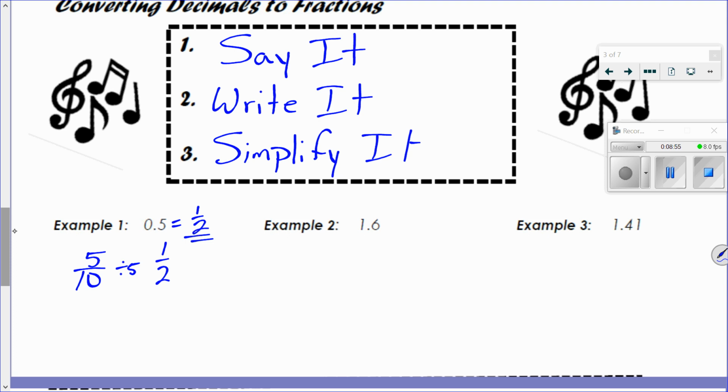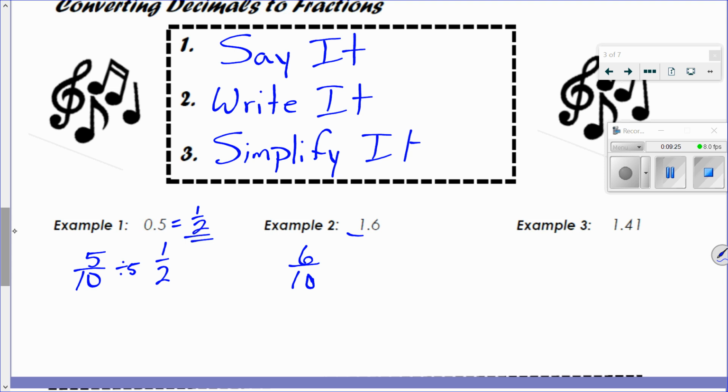Now, example 2. Who can say this one for me? Jaron? 1 and 6/10. Now, here's a big key on this. If I have a number before the decimal, I don't worry about it. It's when I'm doing the fraction piece. All I'm going to do is the fraction piece into a decimal. So, the fraction piece of this was 6/10. So now I've said it. Now I write it. 6/10. And then I simplify it.